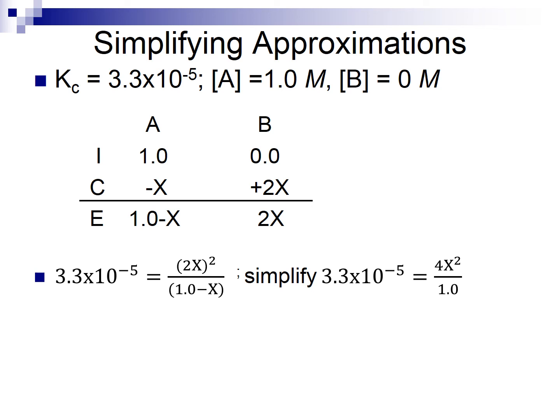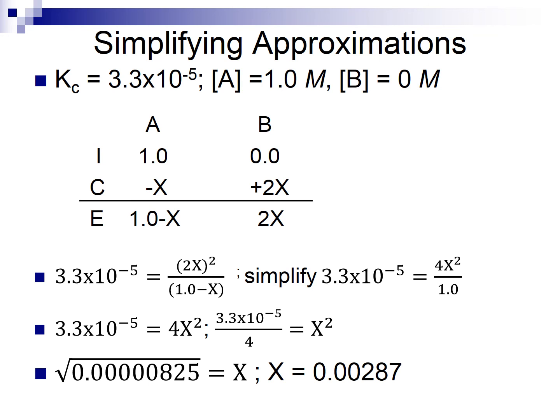Simplifying this then, I get 3.3 times 10 to the negative 5 equals 4x squared over 1. I do this because I'm going to assume that the x value in the denominator is negligible. After simplifying this equation then, I wind up with 3.3 times 10 to the negative 5 equals 4x squared. If I divide both sides by 4, I'll get x squared being equal to 3.3 times 10 to the negative 5 over 4.